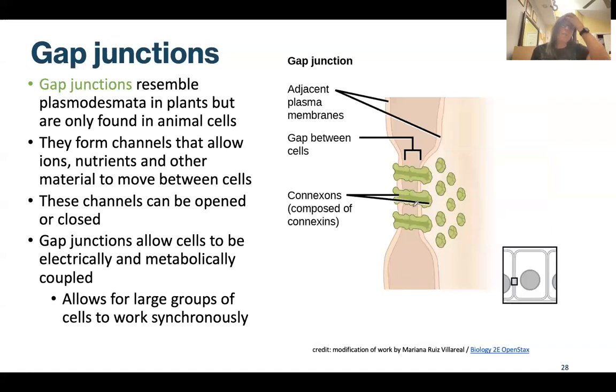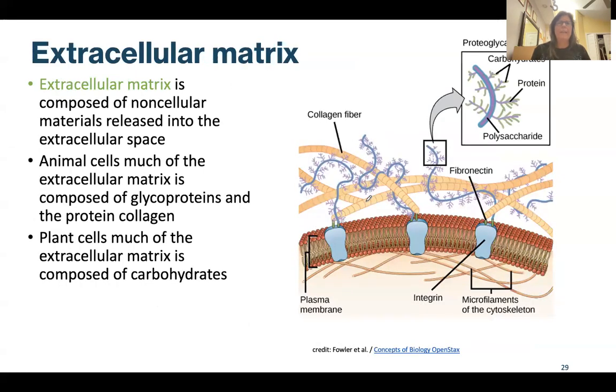And they also tend to be very specific for what they will let in and out of the cell. Right. So sometimes they'll let specific ions through, certain nutrients. They work together and they have instructions as to what they can let through. So it's kind of like a security gate there, but it will allow substances to move between cells. It's a little safer. And then we have the extracellular matrix.